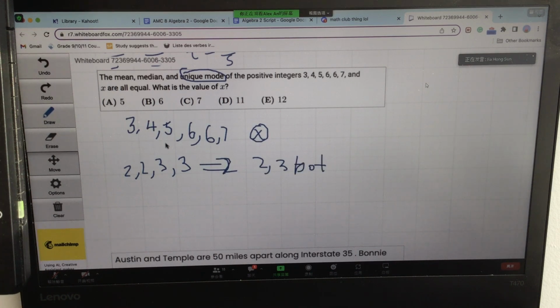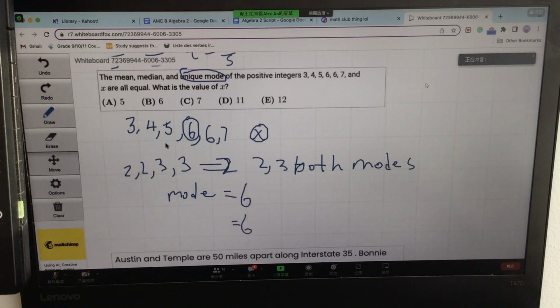But the fact that it says unique mode means that x cannot be 3, 4, 5, or 7, because that means 3 and 6 would be modes, 4 and 6 would be modes, 5 and 6 would be modes, and 7 and 6 would be modes. So that means the mode must be 6. Now that we know the mode, because they're all equal, mean and median must be 6 too. For the median, there are 7 numbers, so we want the fourth largest, and 6 is the fourth largest.